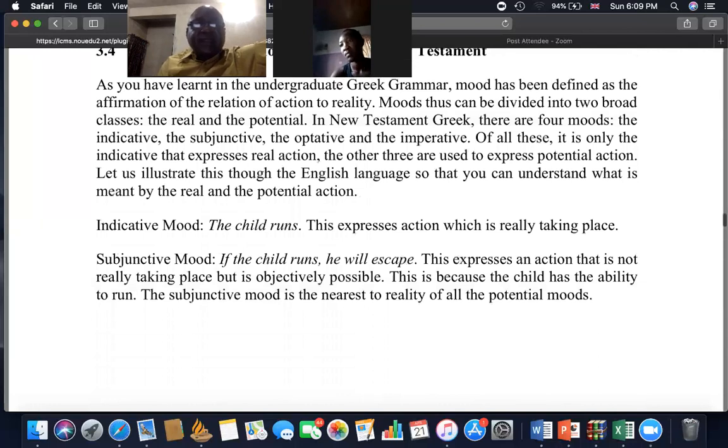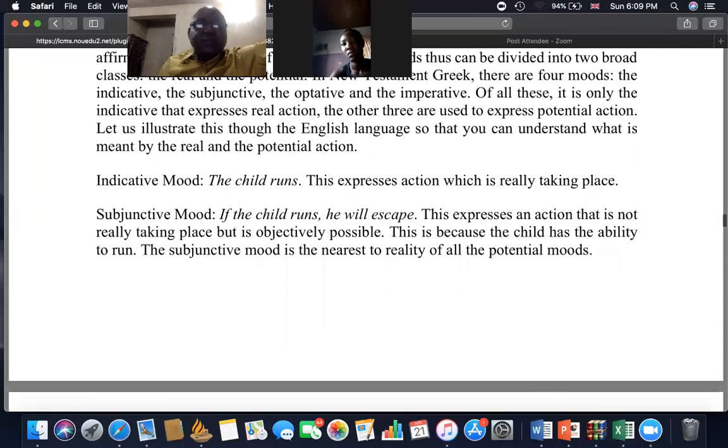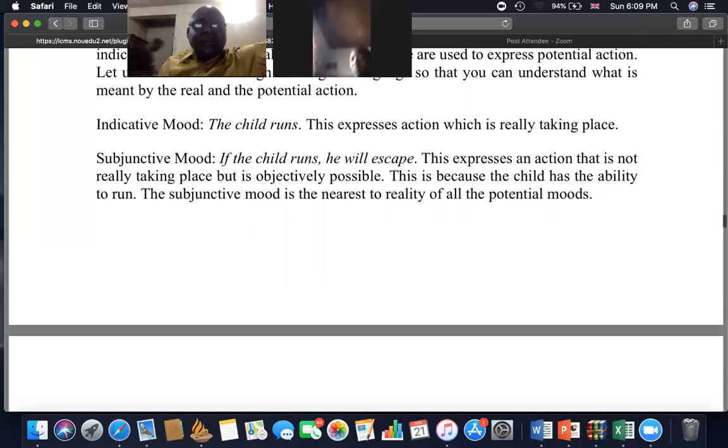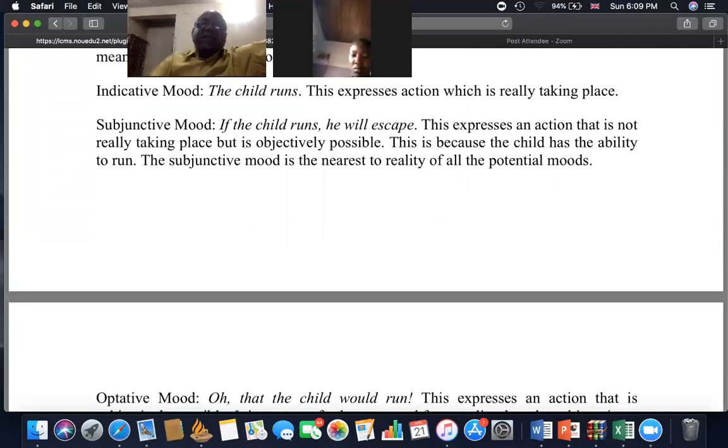Now, in this illustration of the moods, we try to explain the difference between the moods. The indicative mood expresses an action that is really taking place. So, for example, the child is running. That tells you that the running is going on. That is the indicative mood.